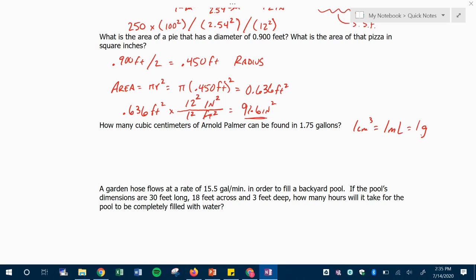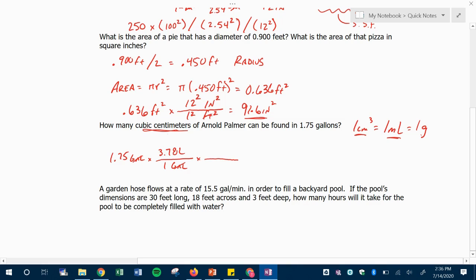How many cubic centimeters of Arnold Palmer can be found in 1.75 gallons? Well, if we're talking about cubic centimeters, the big thing here is that 1 cubic centimeter is the same as a milliliter. So we essentially need to convert our 1.75 gallons first into liters, which we can then convert to milliliters. If we're converting gallons to liters, one of our conversion factors was there are 3.78 liters for every 1 gallon. So now our gallons will cancel, leaving us with liters.